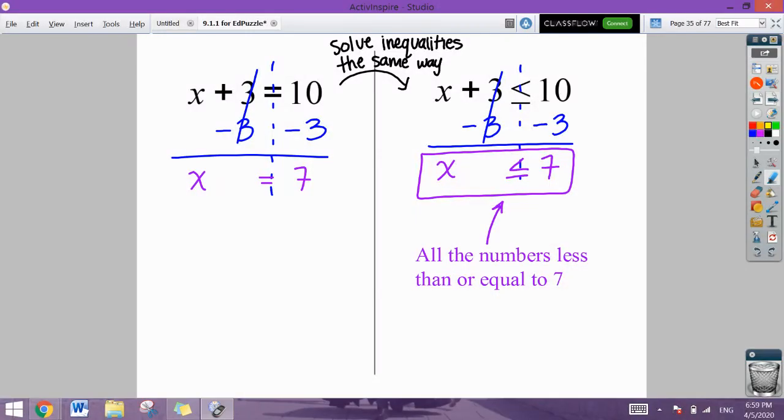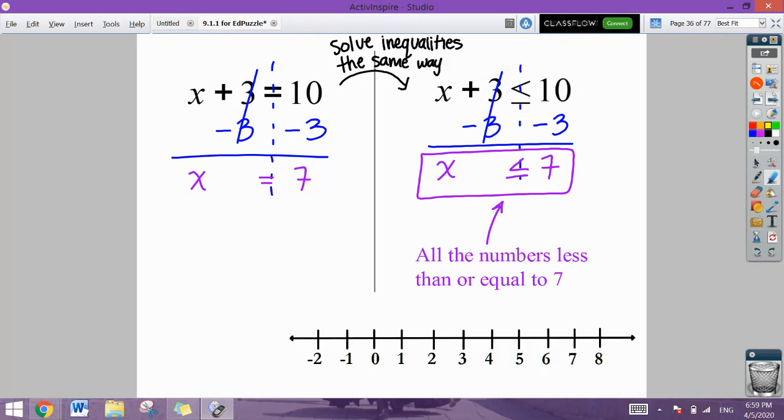So like on the previous page, remember how we said -3 was a solution, right? And we had a bunch of answers. All the numbers less than or equal to 7. 6 is a solution, 5 is a solution, 4 is a solution, -3 was a solution, -647 is a solution. Any number less than 7 will make this inequality true. So let's make a number line and graph the inequality to show all of the solutions.